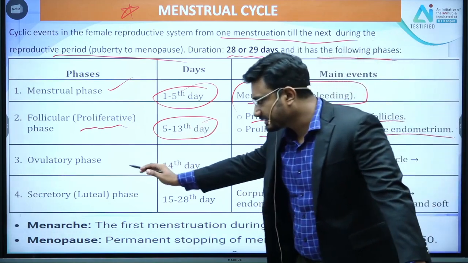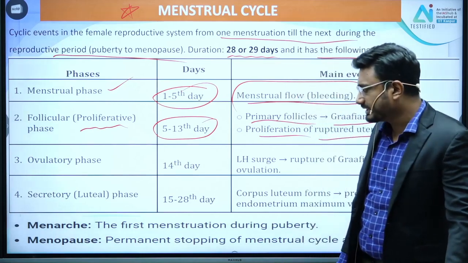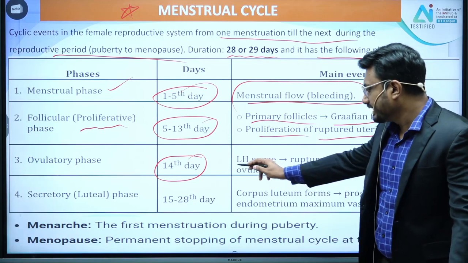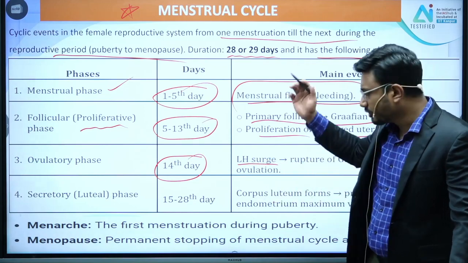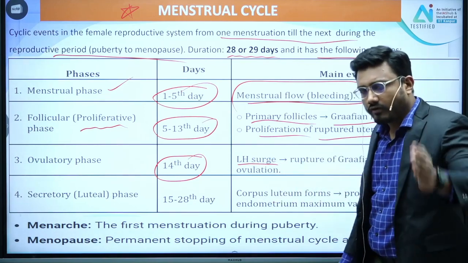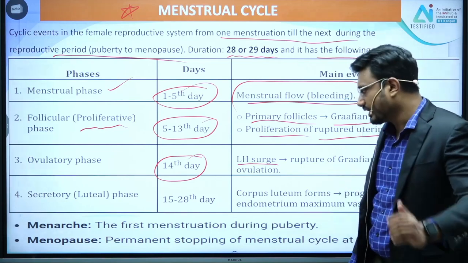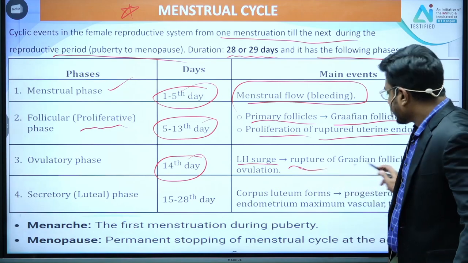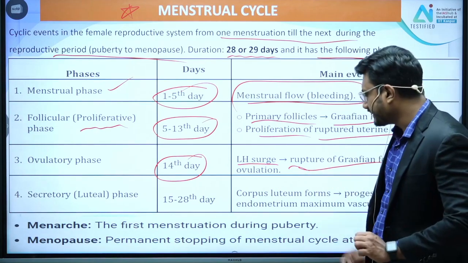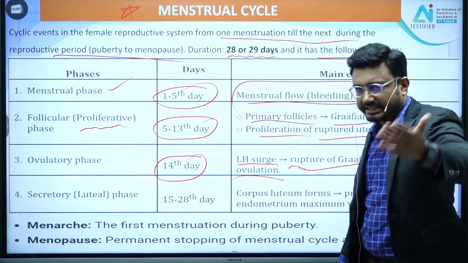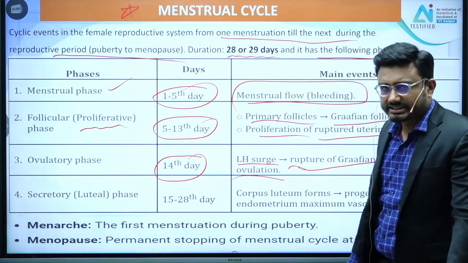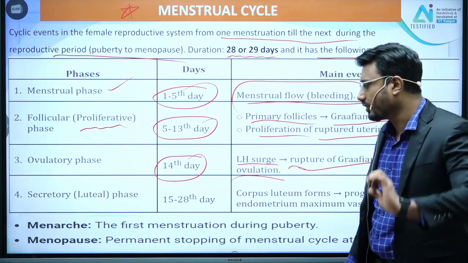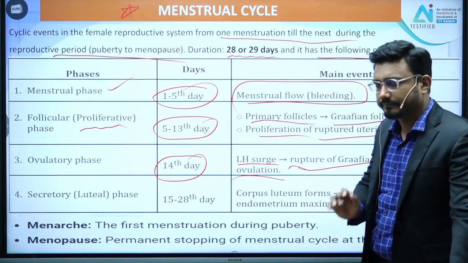The third stage is the ovulatory phase, which happens on the 14th day. The luteinizing hormone undergoes a sudden surge before the ovulation. So there is a surge in the luteinizing hormone, the rupture of the Graafian follicle happens, and the ovum gets released from the Graafian follicle. The process is known as ovulation. So LH surges before the ovulation process. This point is very important.